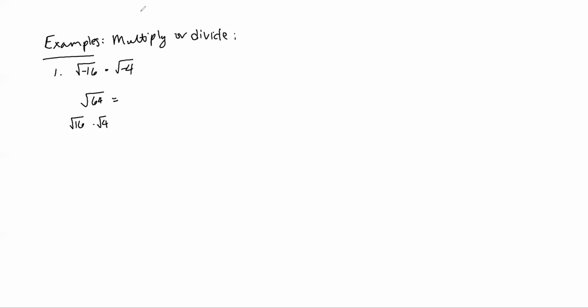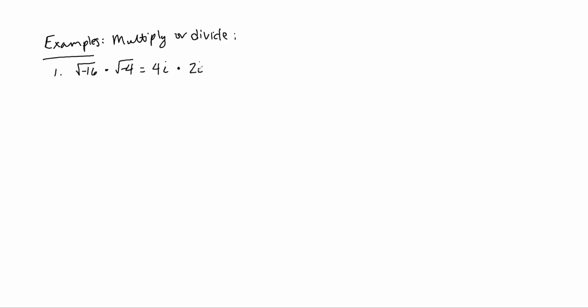So in order to use the product rule, we actually have to change these to i's first. The 16 is a perfect square, and so is 4, so I'm going to go straight to the i's. The square root of negative is i, and the square root of 16 is 4. So we have 4i times the square root of 4, which is 2, and the negative, so i.